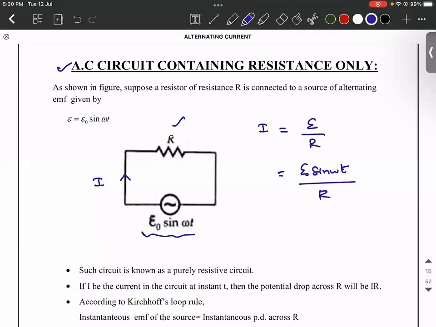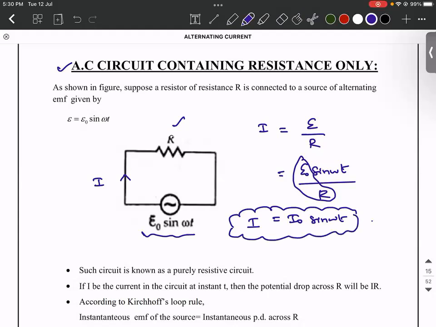Observe E naught divided by R, I'll call it I naught. So the instantaneous value here becomes I naught sine omega t. In the sense, if you give an input EMF of E naught sine omega t, the output current that gets generated is also I naught sine omega t. It means they both have the same angle. Is it clear?